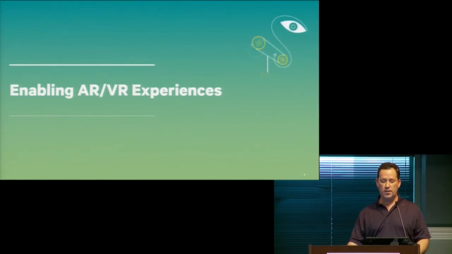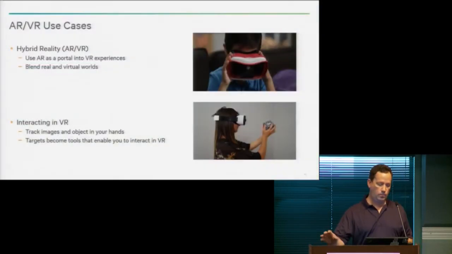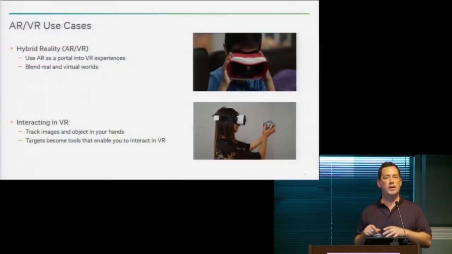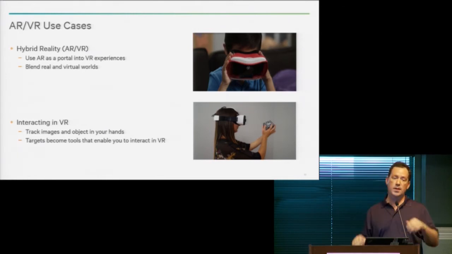Now, I'd like to discuss the types of AR and VR experiences and use cases that Vuforia enables. In the hybrid reality case, what this means is that you're using augmented reality and virtual reality complementarily. They're really two sides of the same coin. You're using AR to gracefully transition into a VR experience. You're not just throwing somebody into VR. And we've seen this to be a very popular case. I'm going to show you some examples of how people are using it.